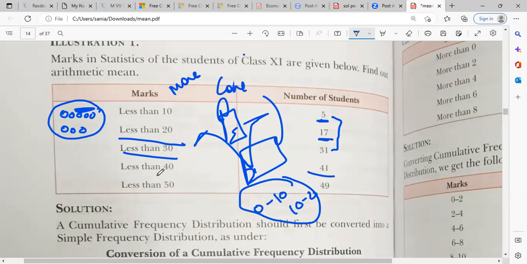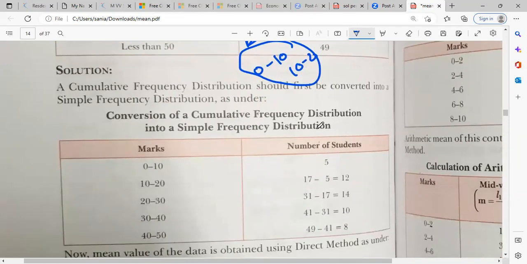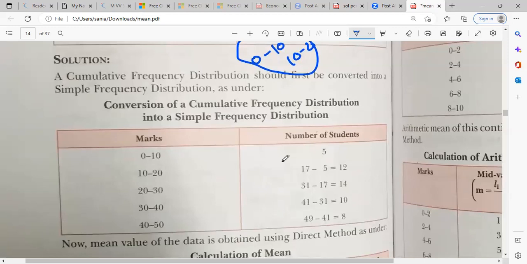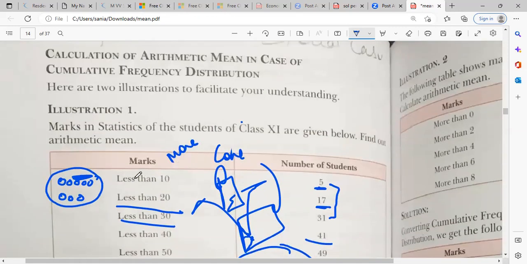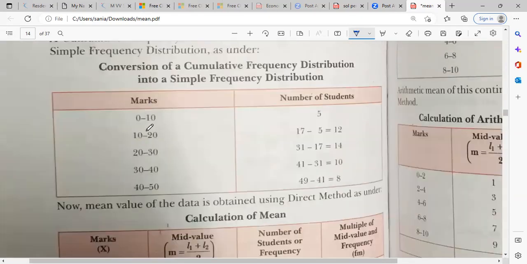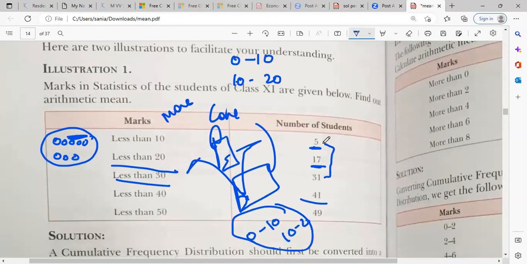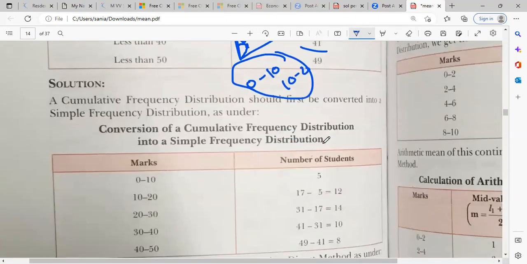So first of all, you are going to convert this cumulative frequency series into a simple frequency distribution, or you can say a continuous one, like this. What you said, it is less than 10, so you will write 0 to 10. Then less than 20, you will write 10 to 20. So this is the table you will make. But the question is, you cannot copy and paste the numbers.